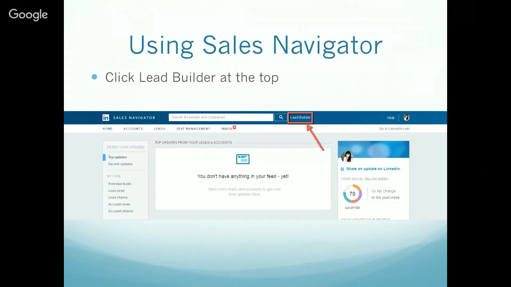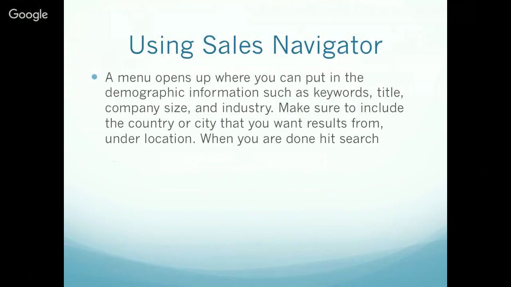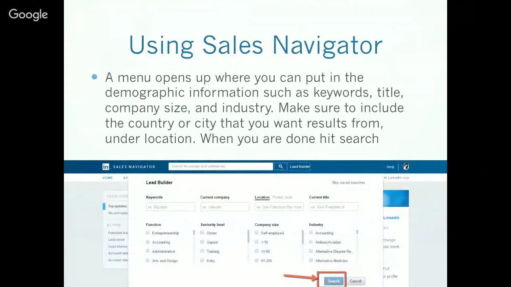So at the top of the page, click Lead Builder. And a menu is going to pop up. And this is where you put in the demographic information, such as keywords, title, company size, and industry. Make sure to include the country or city that you want results from under location. When you're done, hit search.